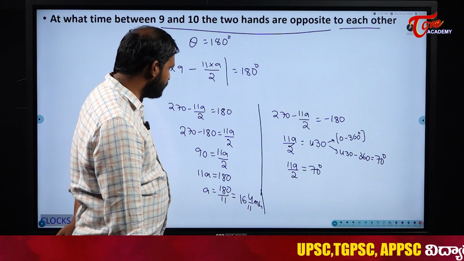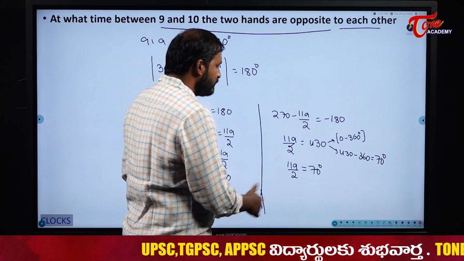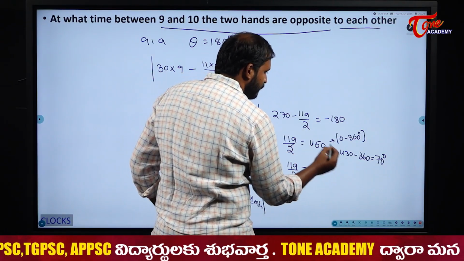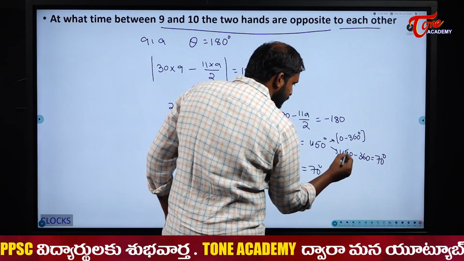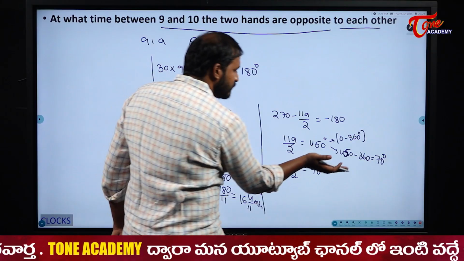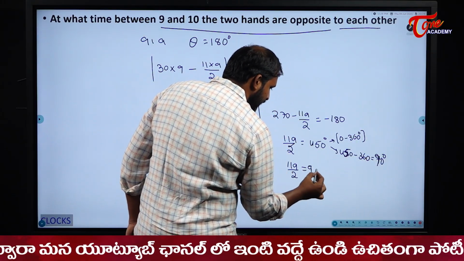So what is the mistake we have done here? When I send it, it becomes 450, not 430. 270 plus 180 becomes 450. So 450 minus 360, what does it become? 90 degrees. It is 90 degrees.